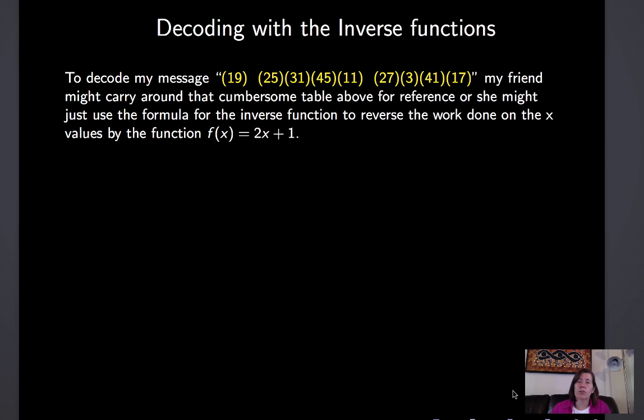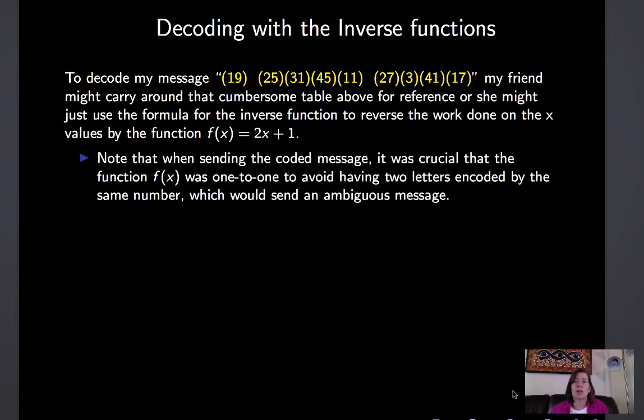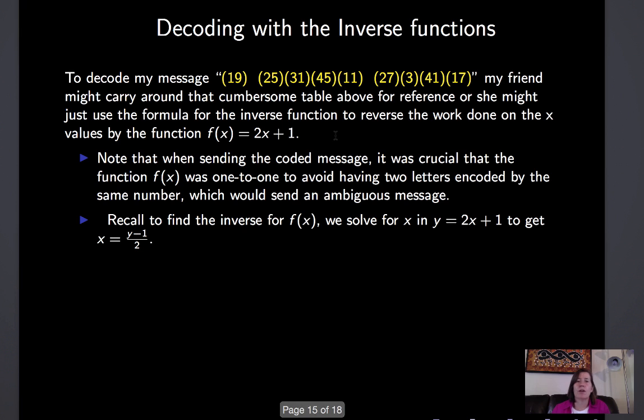And in order to do that, she needs to reverse the work that I did on those numbers x with the function f of x equals 2x plus 1, and she can do that with the inverse function. When sending this message, it's crucial that I use a one-to-one function to translate those initial numbers to a new number, otherwise there's going to be ambiguity in the message and it can't be reversed.